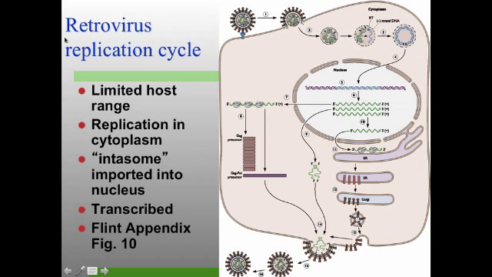How do these guys replicate? Again, this is a shout out to the appendix of the Flint textbook. They bind to receptors on the outside of the cell. These guys fuse at the plasma membrane, so it's not a pH-dependent change that happens in the endosome. Your capsid is released. That capsid has the 2 genomes, all of the enzymes that it needs. The reverse transcriptase is present here. It starts doing its reverse transcription thing in the capsid once it comes in.